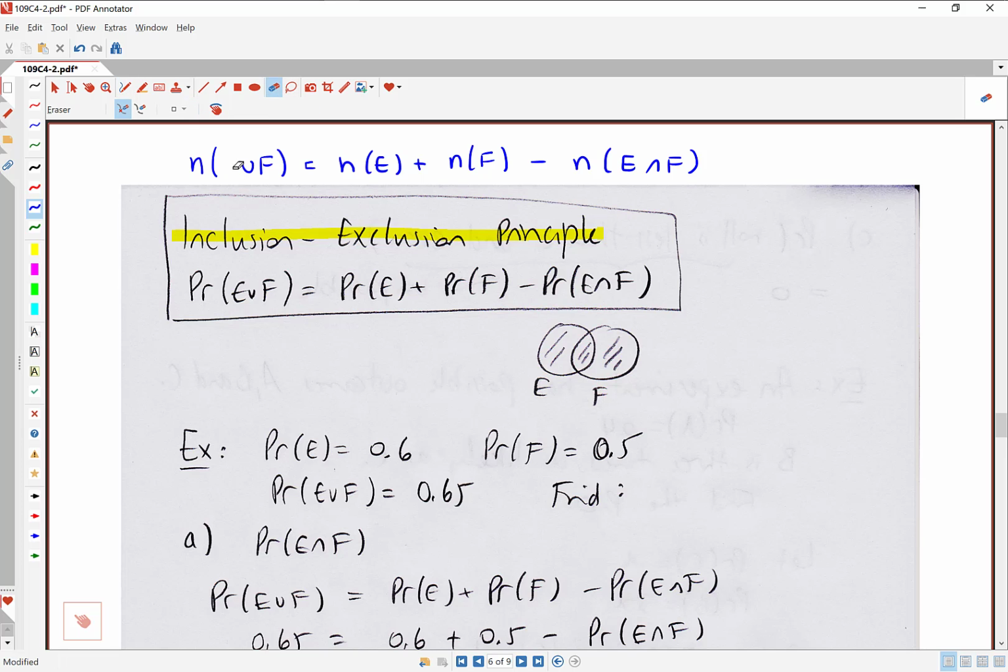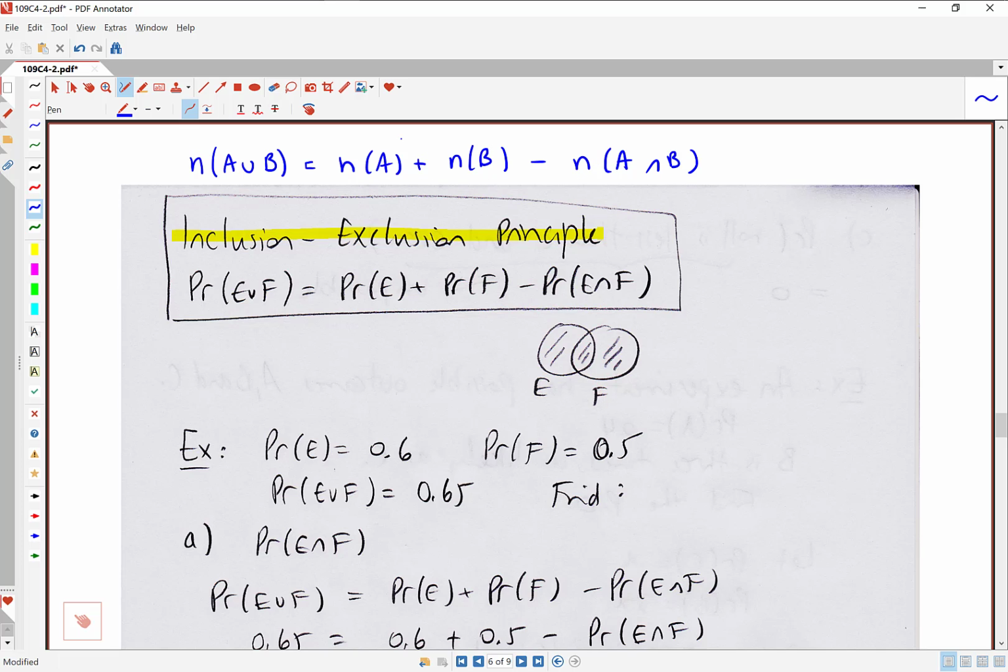And actually, we had our sets called A and B, so I might just write it like that so that this looks even more familiar. So we would have said N of A union B equals N of A plus N of B minus N of A intersect B. So hopefully that looks familiar.